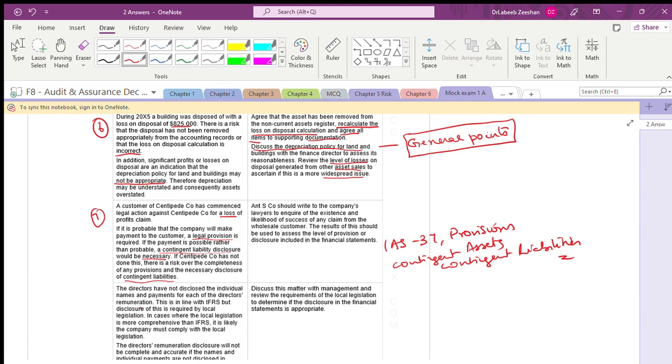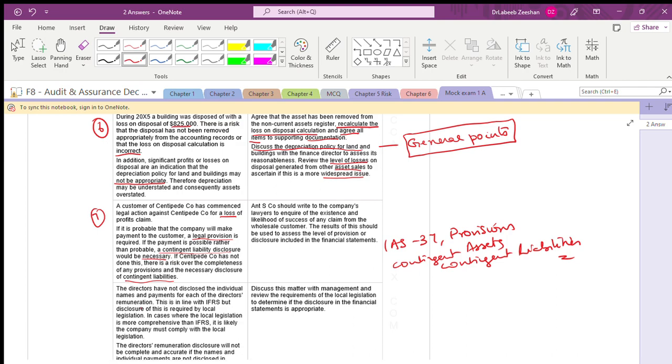Write in simple words, because this information is very high end. If there is any claim, definitely we have to have a legal provision. We have to assess whether it is possible or probable. If it is probable, we make the provision; if it is only possible, we have a contingent liability and it has to be disclosed. That will be about completeness.